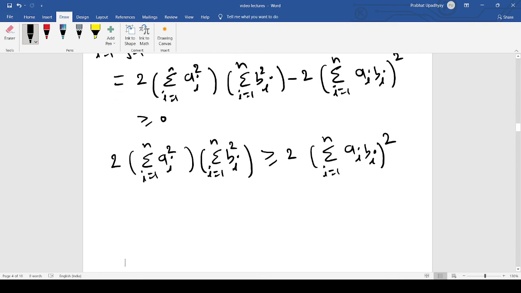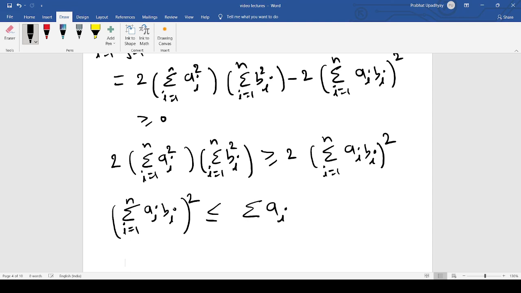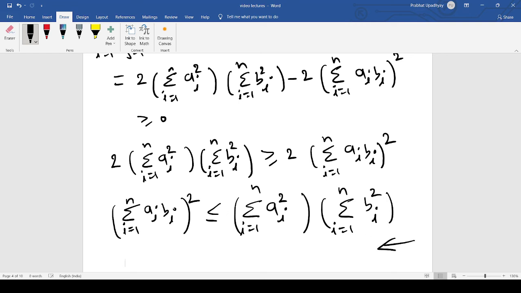And then by multiplying with 1 upon 2 on both sides of the inequality, you will get summation ai bi complete square, i running from 1 to n, is less than or equal to summation ai square, i running from 1 to n, multiplied with summation bi square, i running from 1 to n. And this is precisely your Cauchy-Schwartz inequality. So we have given one proof for Cauchy-Schwartz inequality.